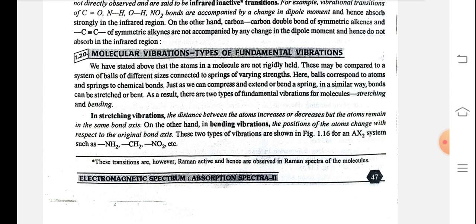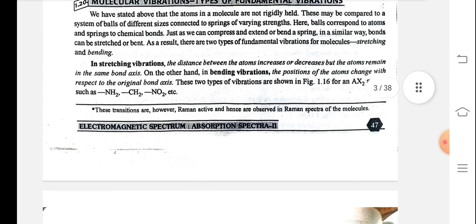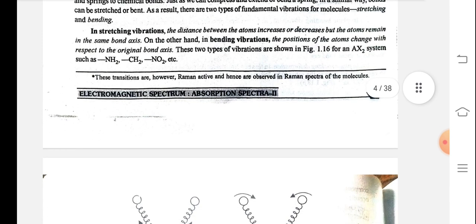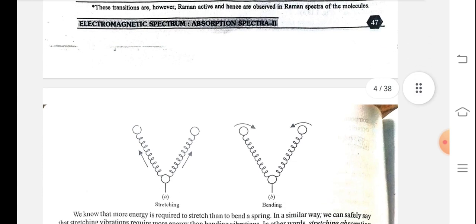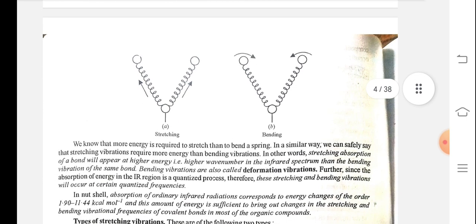In stretching vibrations, the distance between the atoms increases or decreases, but the atoms remain in the same bond axis. On the other hand, in bending vibrations, the position of the atoms changes with respect to the original bond axis. These two types of vibrations are shown for an AX2 system such as NH2, CH2, NO2, etc. Stretching and the bending vibrations.